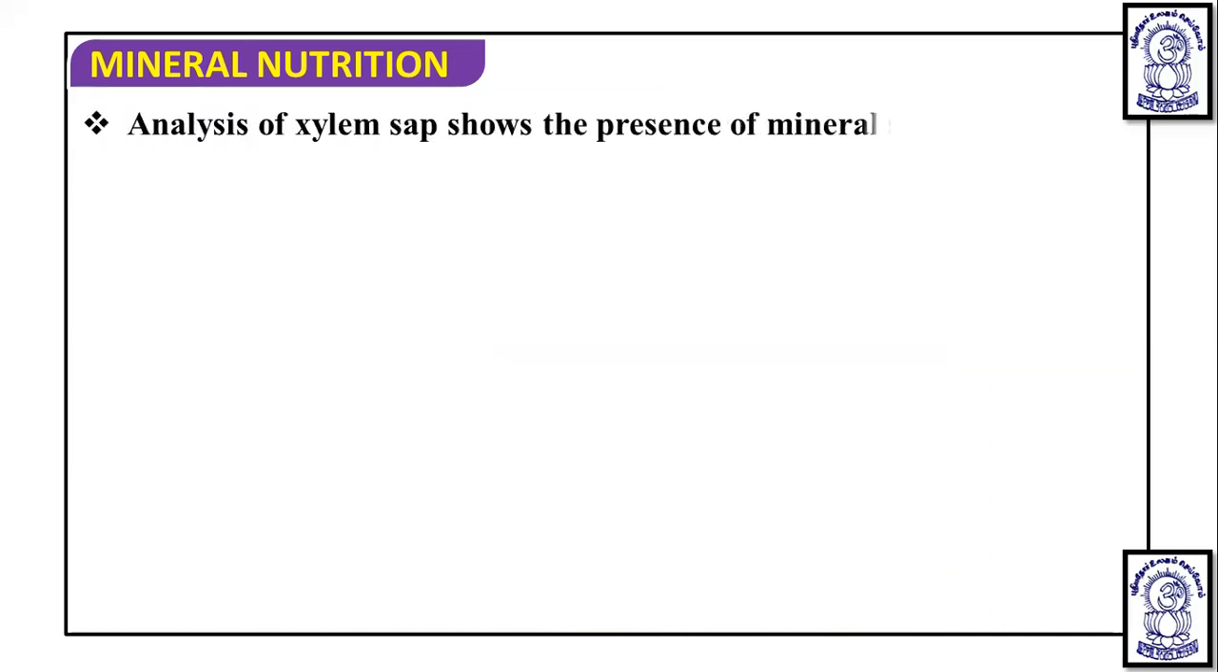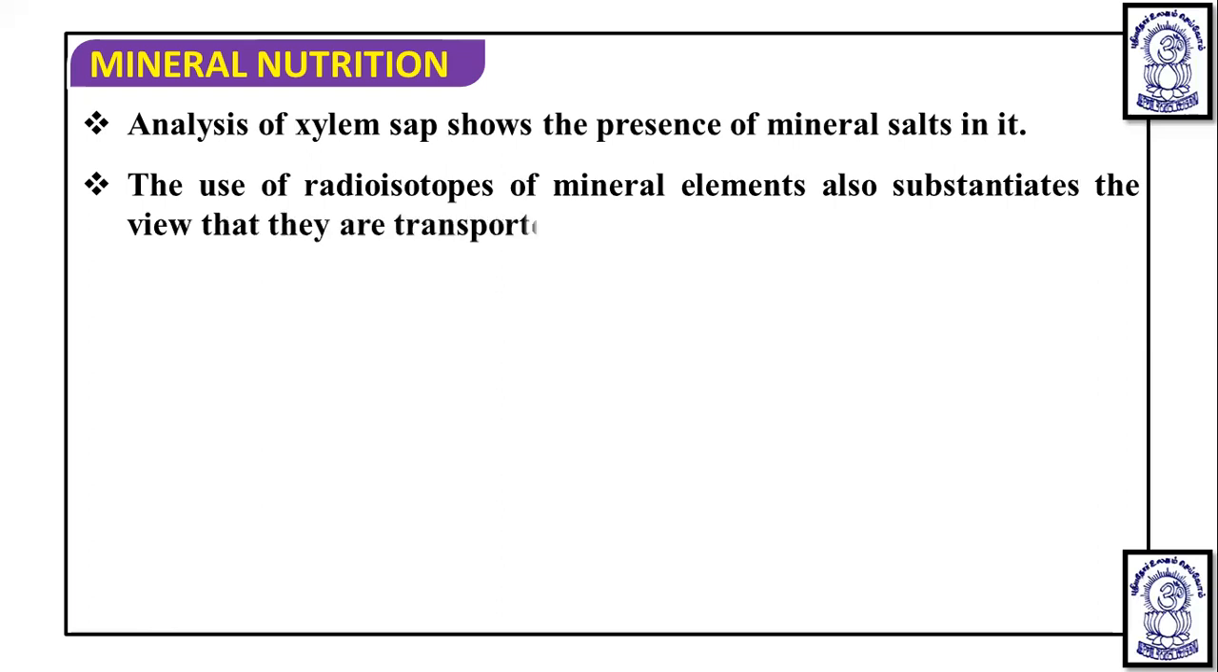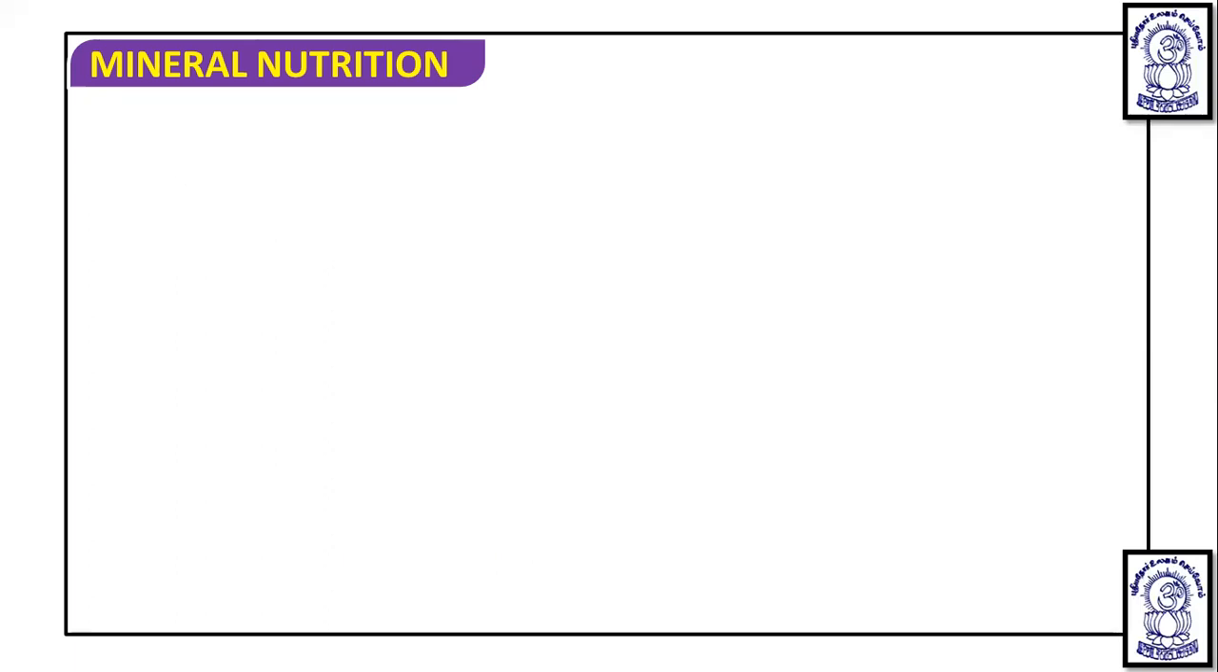Analysis of the xylem sap also shows the presence of mineral salts in it, and the use of radioactive isotopes of the mineral elements also substantiates the view that they are transported through xylem. So it is clear that the ions which have reached the xylem through either active or passive transport, or a combination of the two, are further transported up the stem to all parts of the plant through the transpiration stream through the xylem.